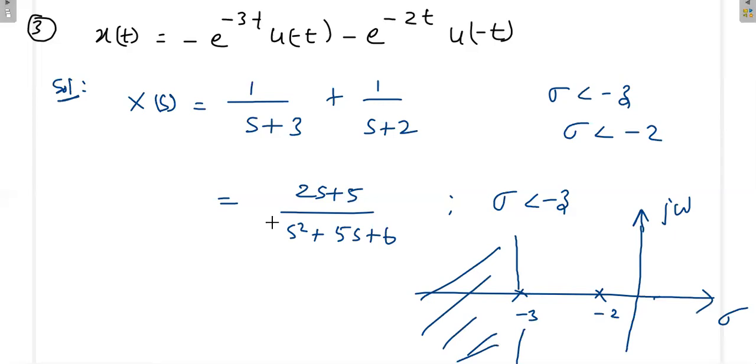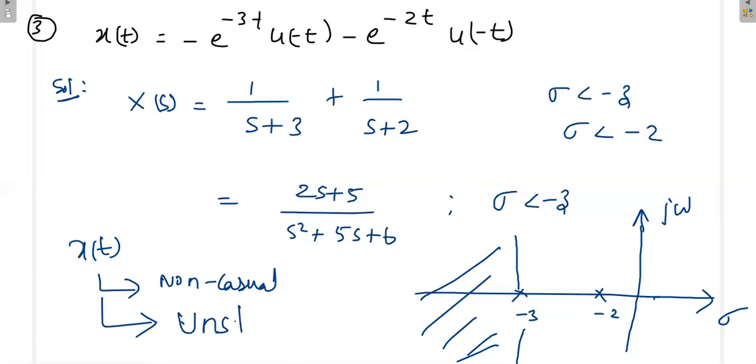So this is the ROC. Now what is the nature of the signal? Definitely the x of t is non-causal because it is only defined for negative time. So this is anti-causal or non-causal. And then what is the stability? Whether this is stable or not. See, already minus is there. If you substitute negative time, definitely e power infinite is infinite. So this is unstable. So this is non-causal and also unstable.